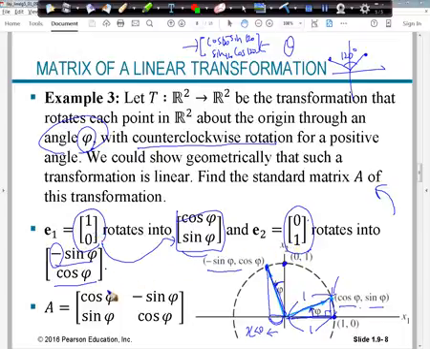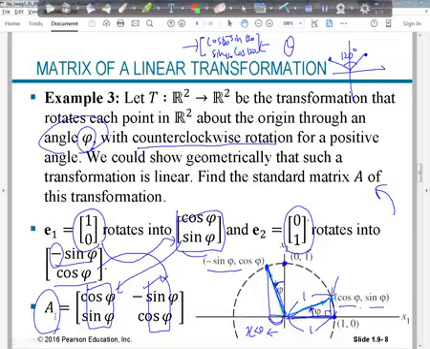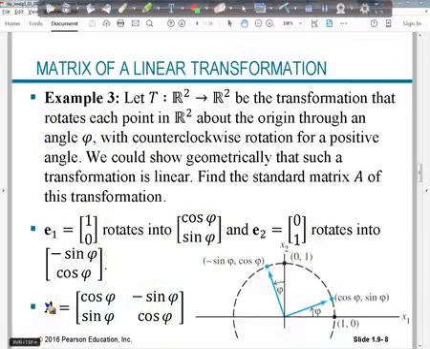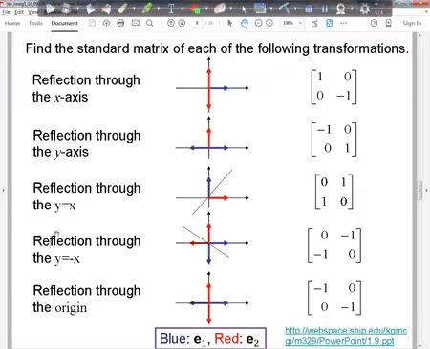And then we can simply concatenate those columns. So this guy came from here, and this guy came from here. So that becomes our entire matrix A. Okay, so we can use the same trick for many other transformations.